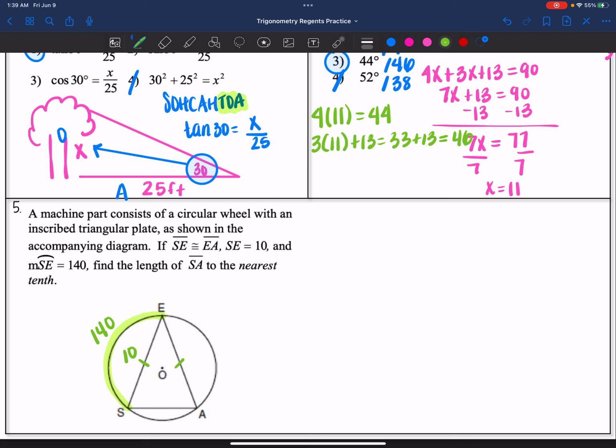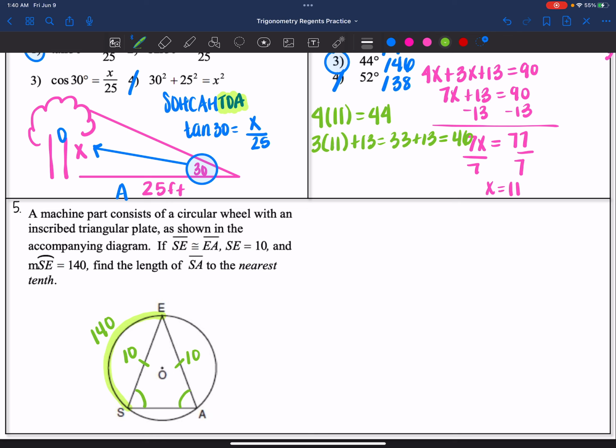Find the length of SA to the nearest tenth. Well, I know that SE is 10, so that must mean that EA is 10. And I notice if I have two congruent sides, my base angle theorem says that the angles opposite them are also congruent. So this is an isosceles triangle of some sort. Now, I don't know what the angles are at this point, but I know that they're congruent.